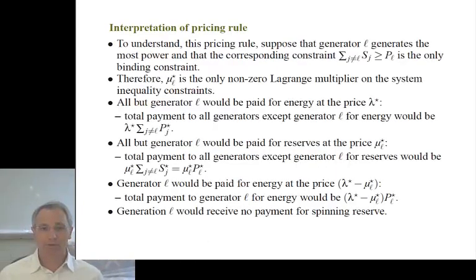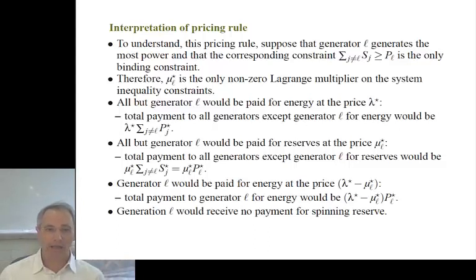To understand that pricing rule, let's suppose that we have just one generator L that generates the most power, and furthermore, that the corresponding constraint, that the reserves that are covering PL, is the only binding constraint. This is a special case, but it's a typical case. So in this case, by complementary slackness, mu L star is the only non-zero Lagrange multiplier.